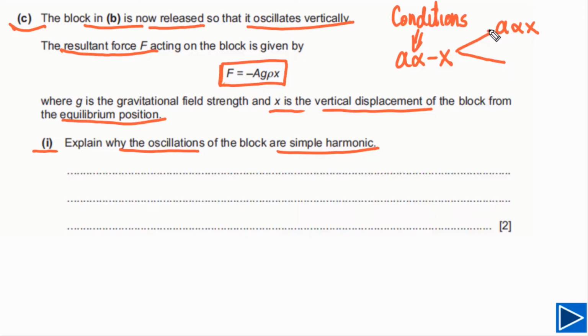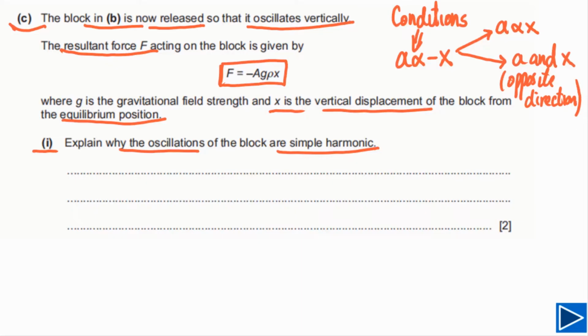And the second condition is that a and x, they have to be in opposite direction. So we can write down the second condition. Opposite directions means when a is positive, x has to be negative, and vice versa, in opposite directions.